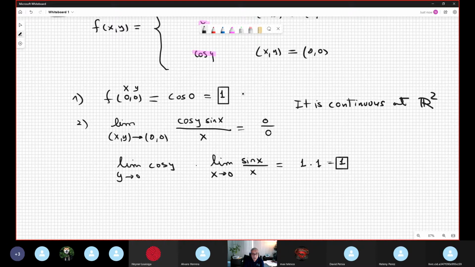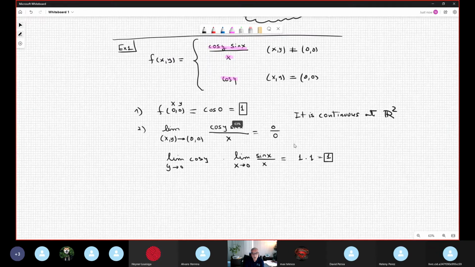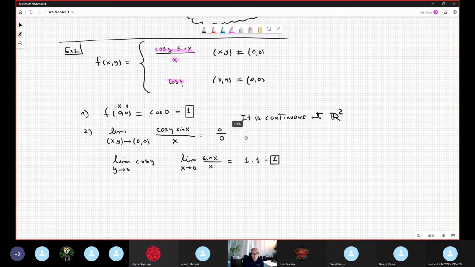R2. So the entire space in 2 dimensions is the domain. In this case, because the domain is 2D, the graph of the function is in 3D. Cool? Do you see this example? Straightforward, elementary.